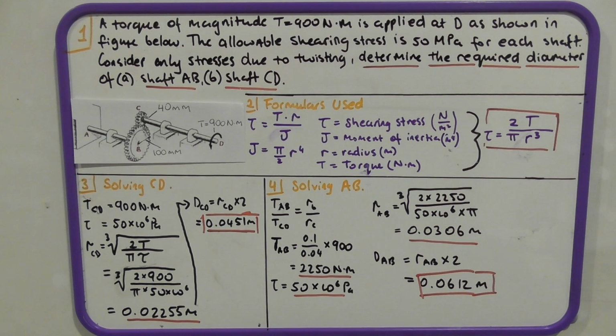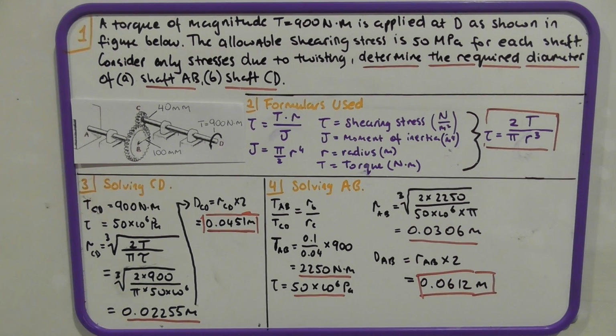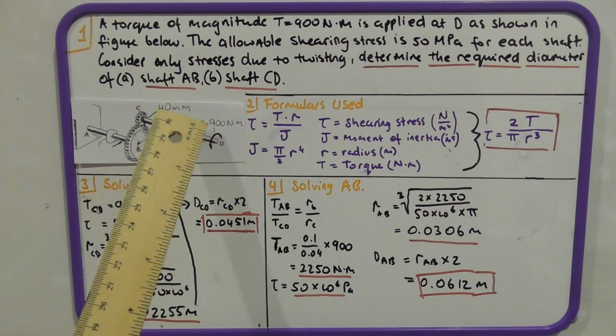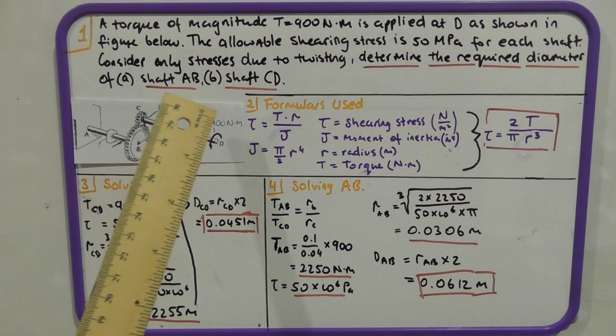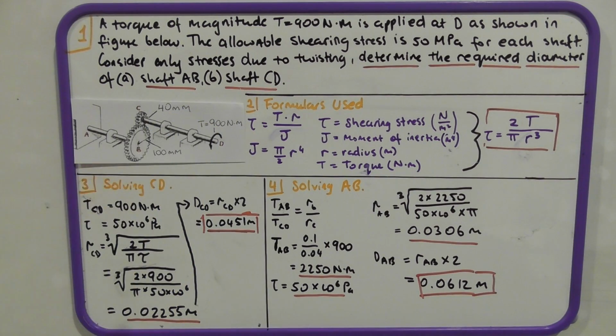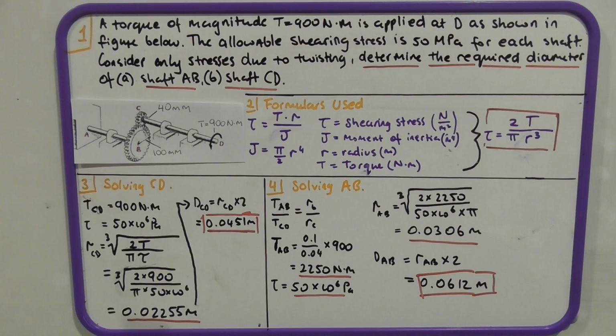Now, we're going to move on to solving for C and D. The reason we're going to do that first is because we already know the torque at CD. It's 900 Newton meters as identified in the image. Our maximum allowable shearing stress is 50 times 10 to the 6 pascals.